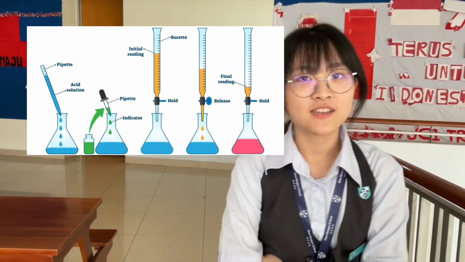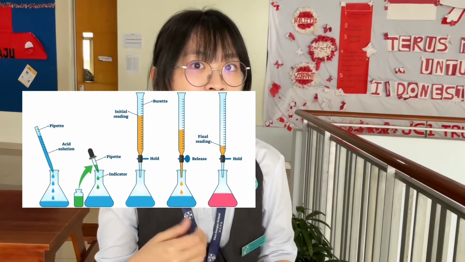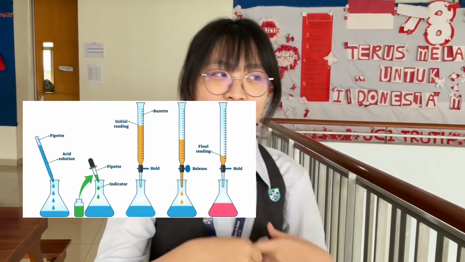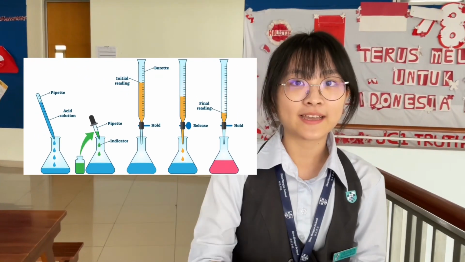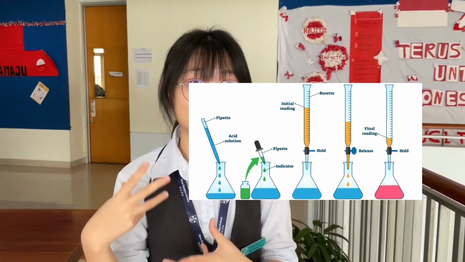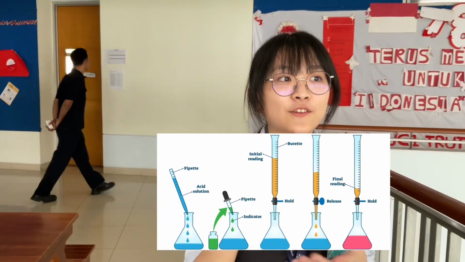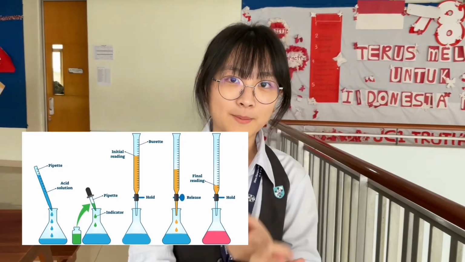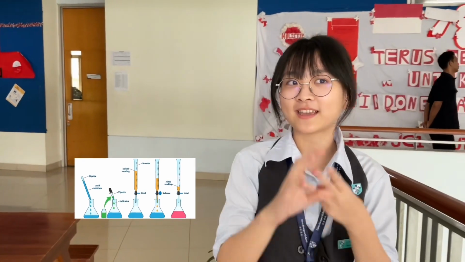And there's a method to do this reaction. It's called titration. A lot of people get confused between the differences of neutralization and titration. But titration is the process or the method that you need to conduct in order to do neutralization. And if you want to do titration, you will need a pipette, burette, a conical flask, and an indicator. So basically, neutralization is the reaction itself that produces salt and water, and titration is the method to do this reaction.